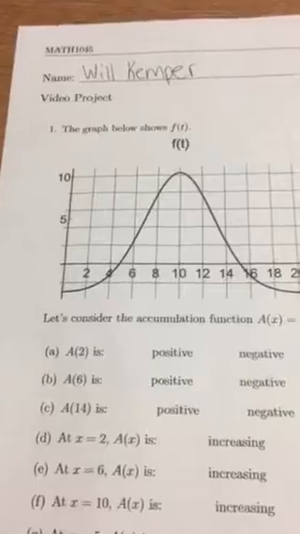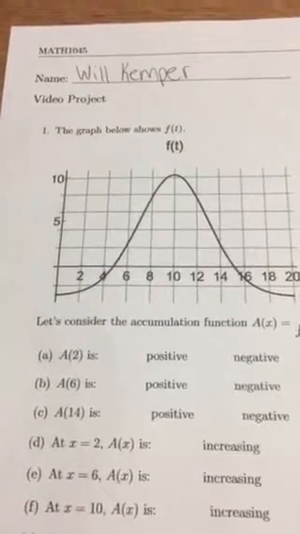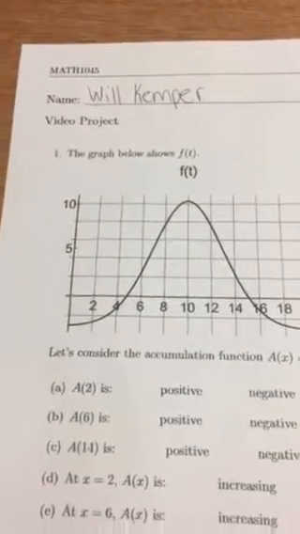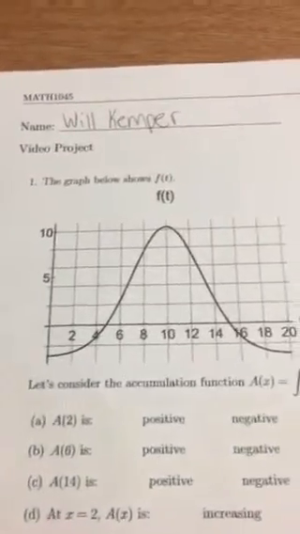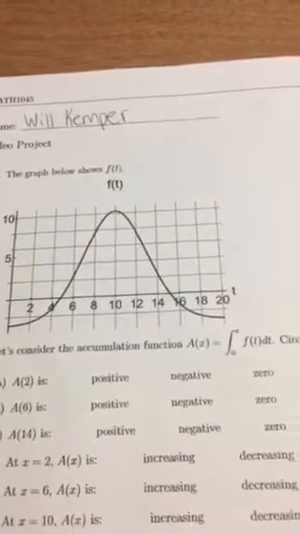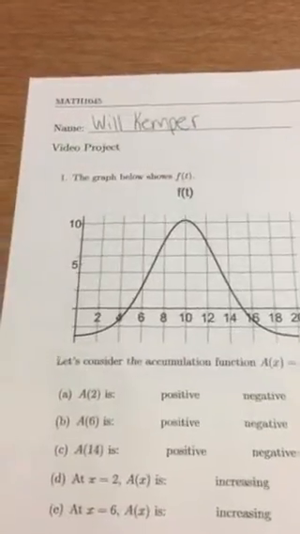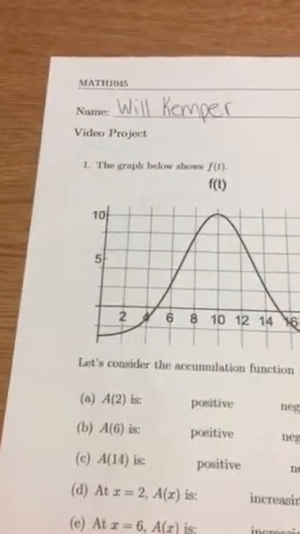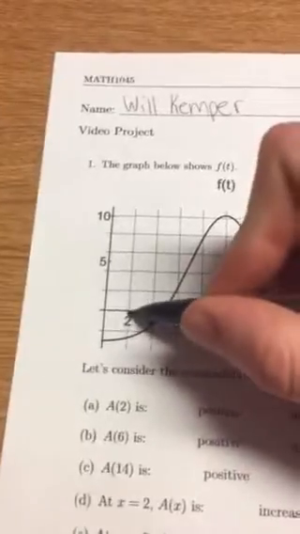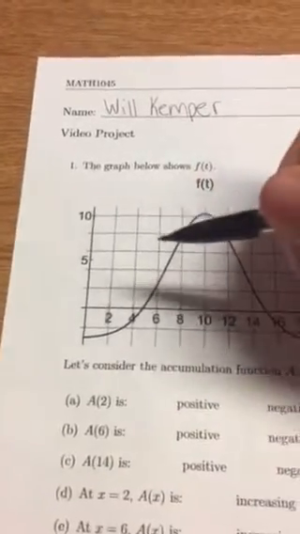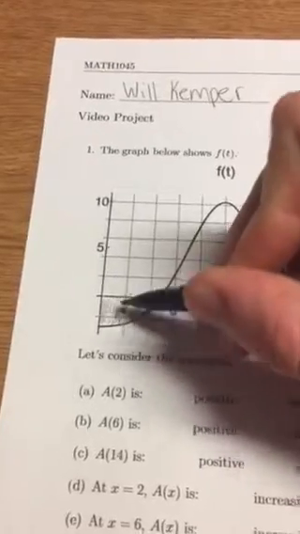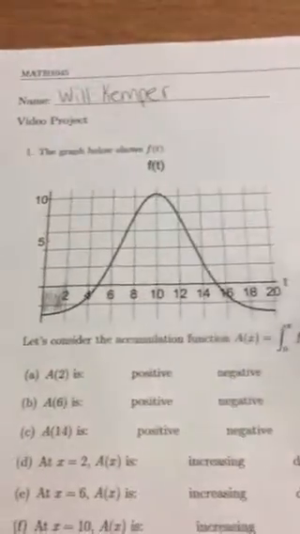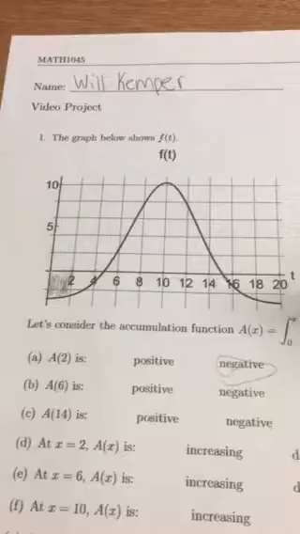This week I'll be instructing you guys on how to solve the problems for the video project. And for 1A, it's asking at A2, is it positive, negative, or 0? To figure that out, you're going to find the area that comes building up to 2. And if you notice, it's all under the x-axis, building up to 2, which would make that negative.